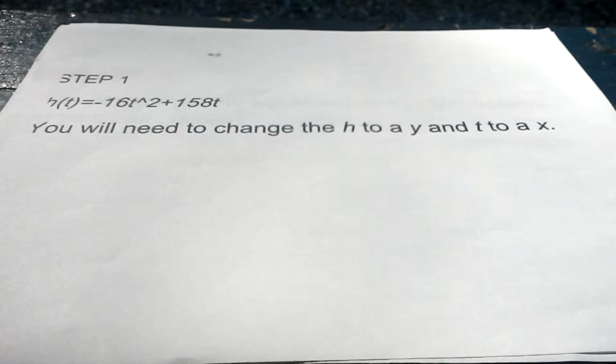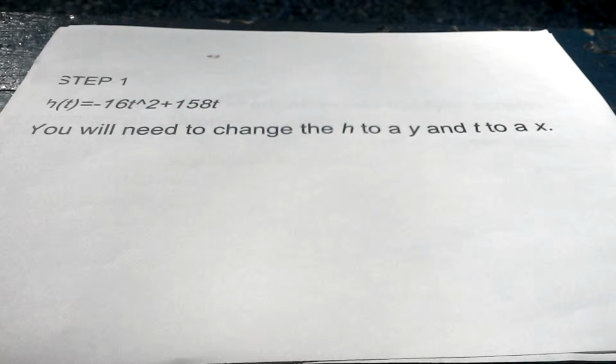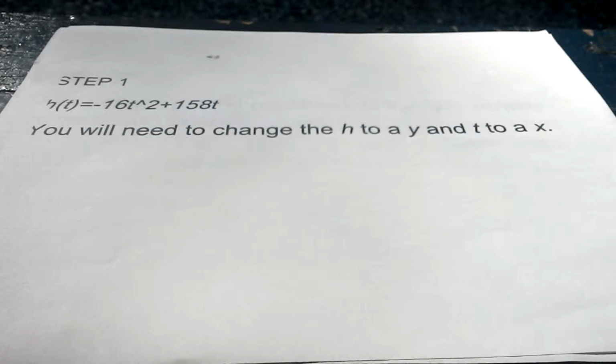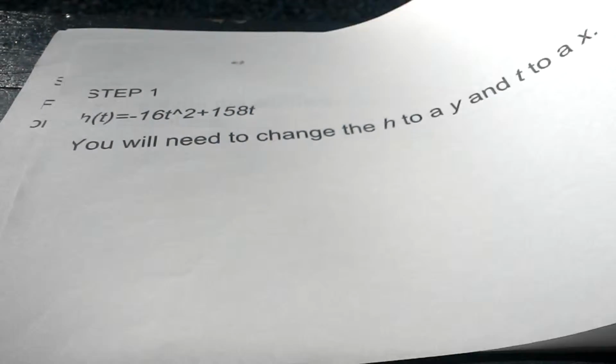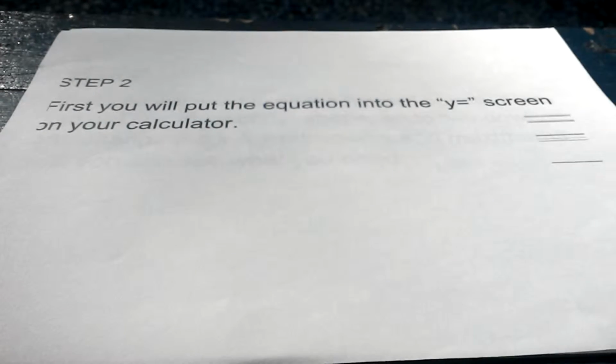Step 1. In order to put the equation into your calculator, you'll need to change the h to a y and the t to an x, so your variables must change. Step 2. First, you'll put the equation on the y equals screen on your calculator.